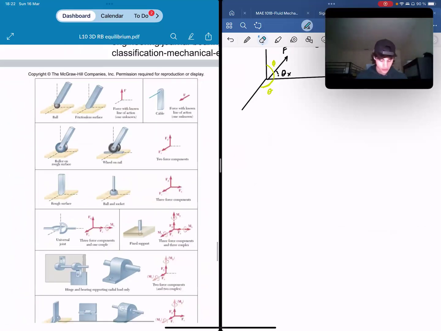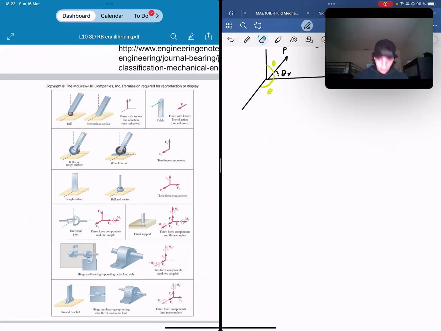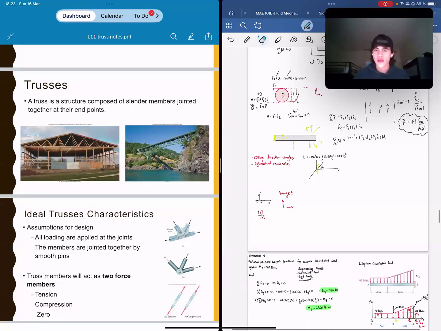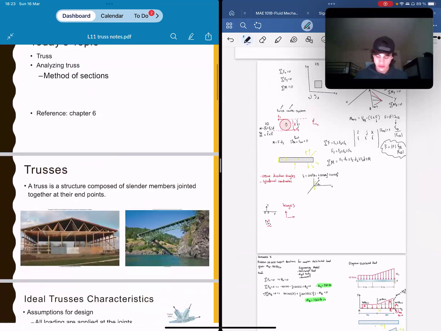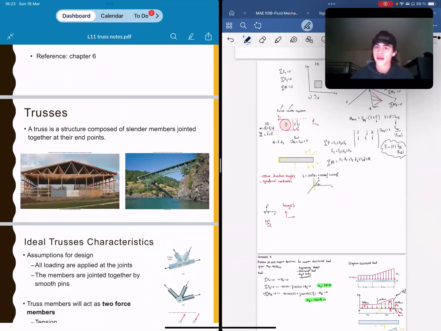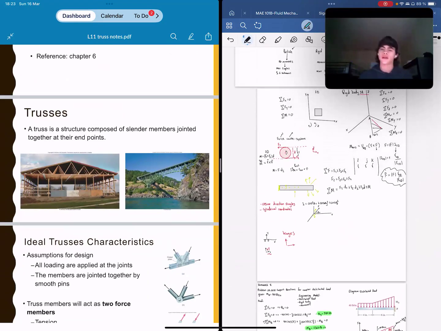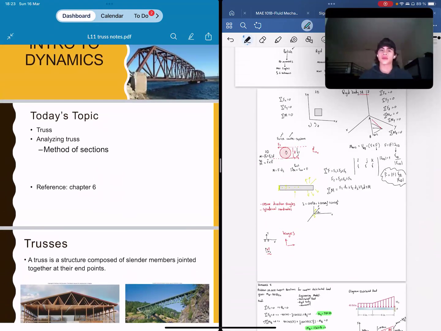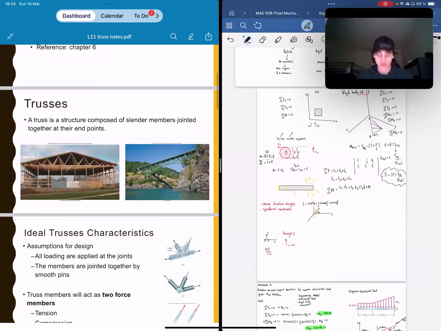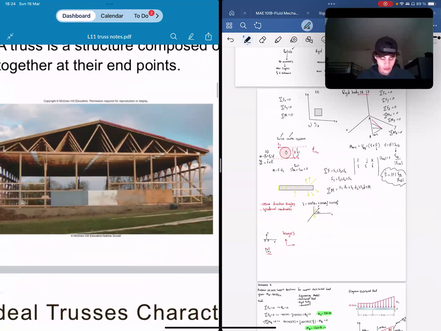Now let's go to lecture 11. Lecture 11 is about trusses. From the class at the beginning, it was one of the most, not complicated, but confusing topics, right? What is a truss? A truss is pretty much a multi-dimensional structure that is composed of multiple members, what we call members, those little rods right there that compose the structure.